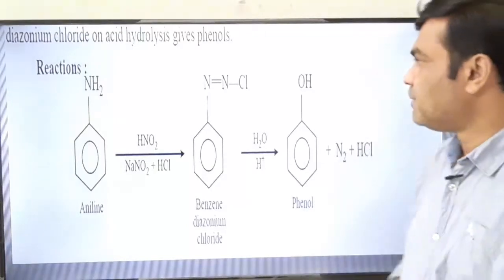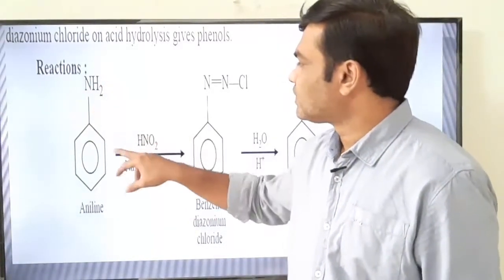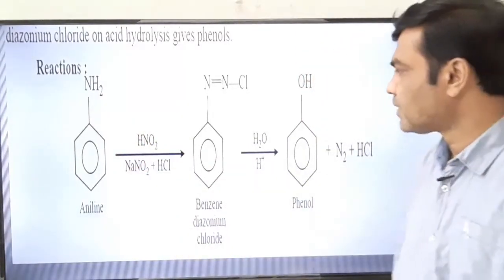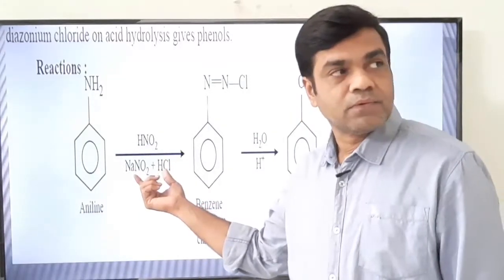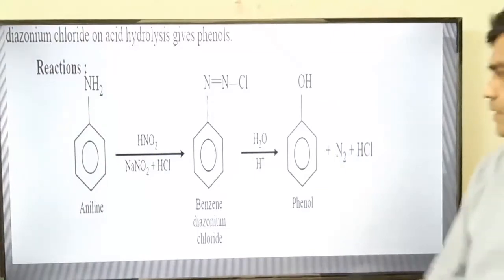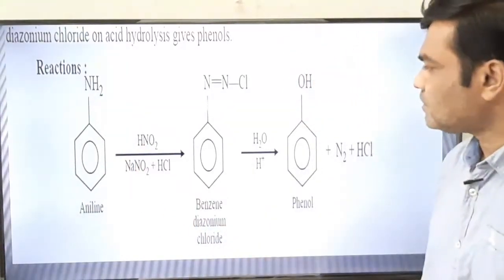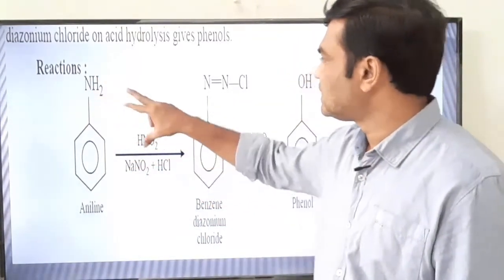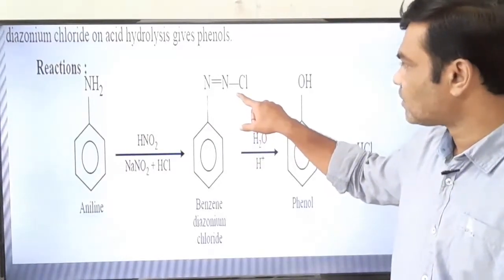It is called the Sandmeyer reaction also. This NH2, aniline, on reaction with nitrous acid, HNO2, you can use nitrous acid or you can use NaNO2, that is sodium nitrite, and hydrochloric acid, because NaNO2 and HCl obviously gives HNO2. So this NH2 and this HNO2, nitrous acid, gives the diazonium salt, chloride salt.